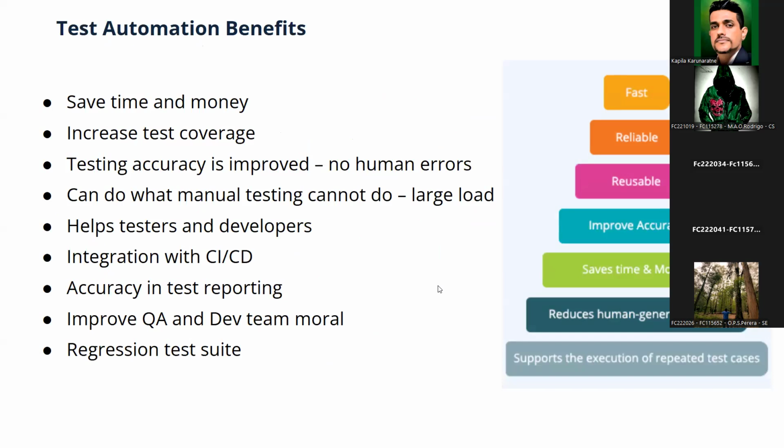Basically, these are a few benefits; there are a large number of benefits. A few are: you can save your time and money, and you can increase test coverage. Especially accuracy, right? Because no human errors are introduced into your test results. If a human is executing test cases or writing test cases, there will be human errors, right? We make mistakes. These kinds of mistakes will not occur.